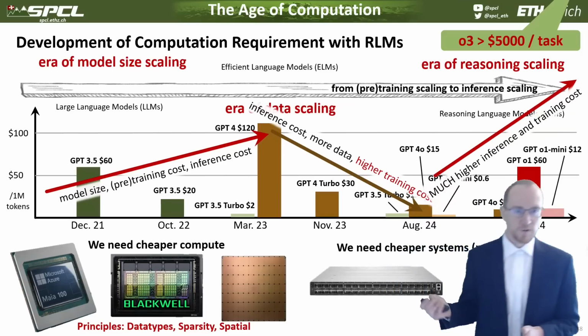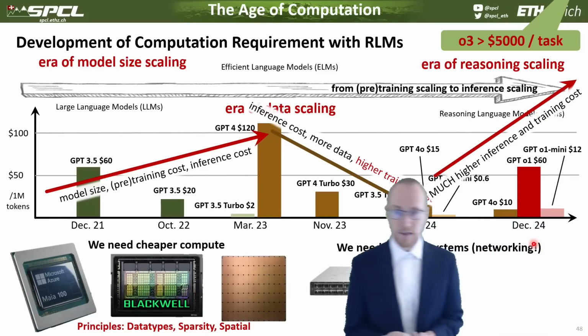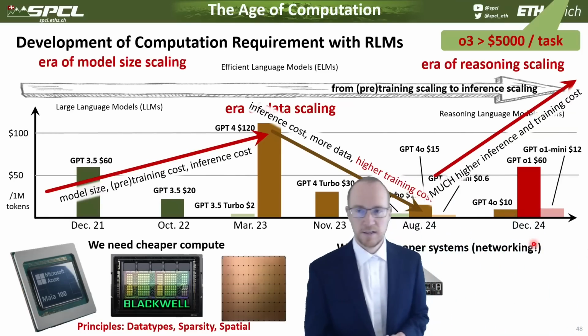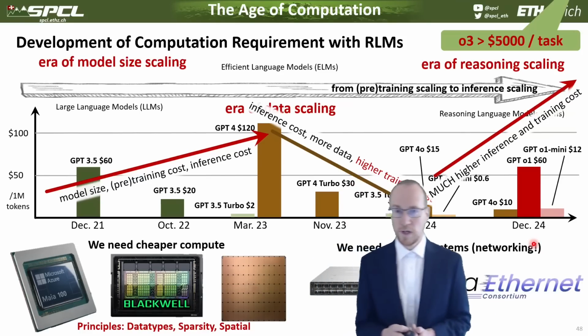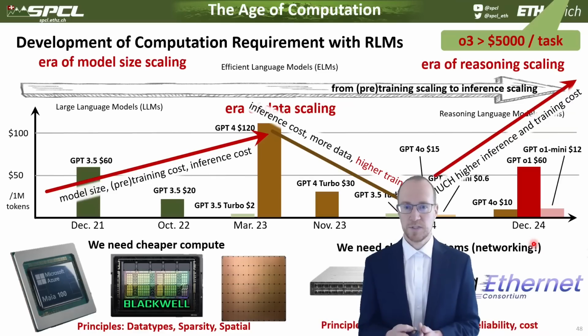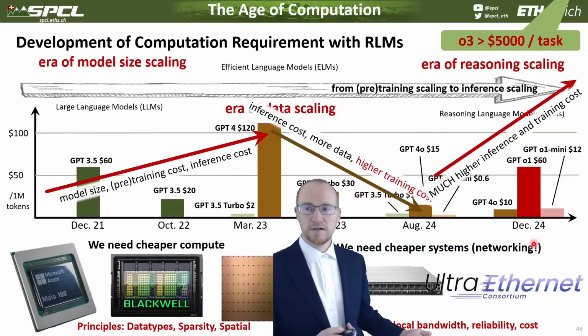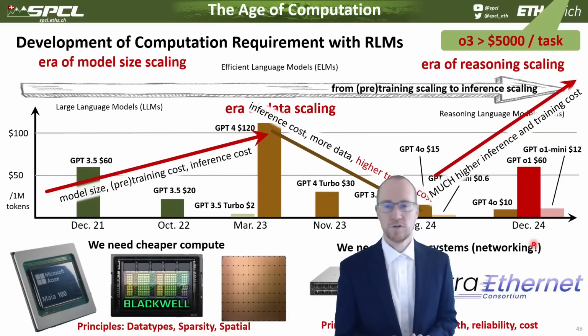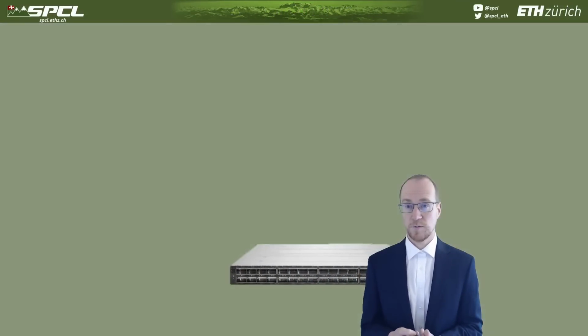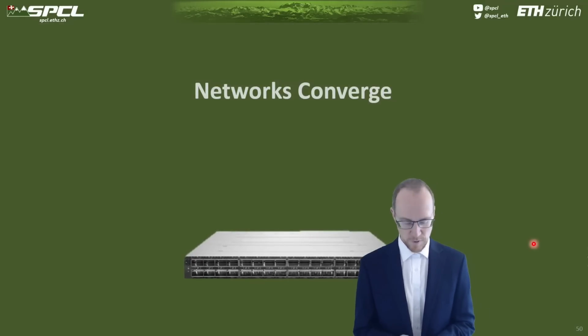We could actually look at the switches, or look at the interconnect. I've mentioned that earlier with the 10x increase in cost. And here we founded the Ultra Ethernet Consortium to help with that part so that we can basically offer cheaper networked systems. And the principles here are cheap local bandwidth, or high local bandwidth, reliability, and of course, cost reduction is extremely important.